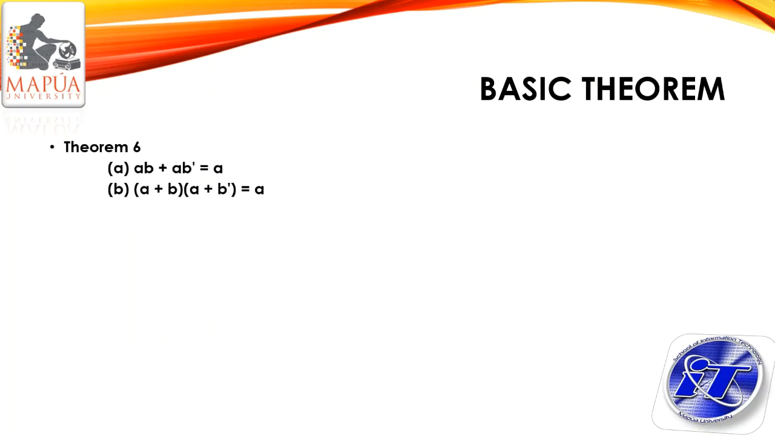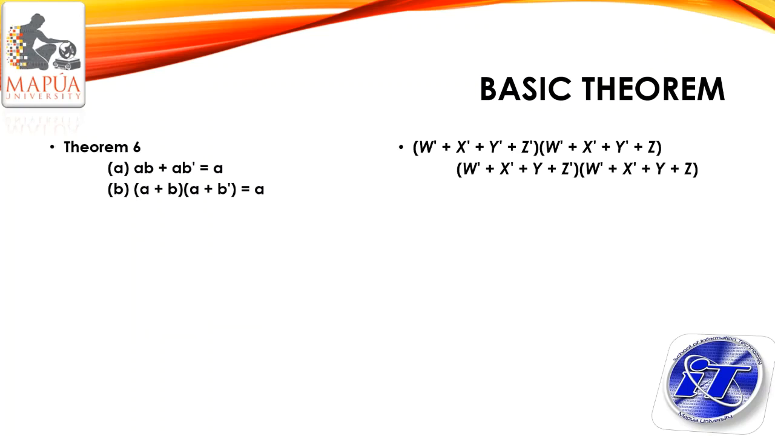Another example. Let's have these four terms. Can we implement theorem number 6? Definitely yes. So we have W not plus X not plus Y not plus Z not, added to W not plus X not plus Y not plus Z, added to W not plus X not plus Y plus Z not, added to W not plus X not plus Y plus Z.